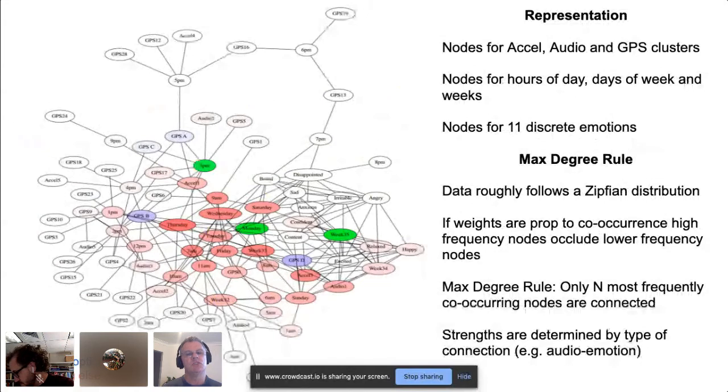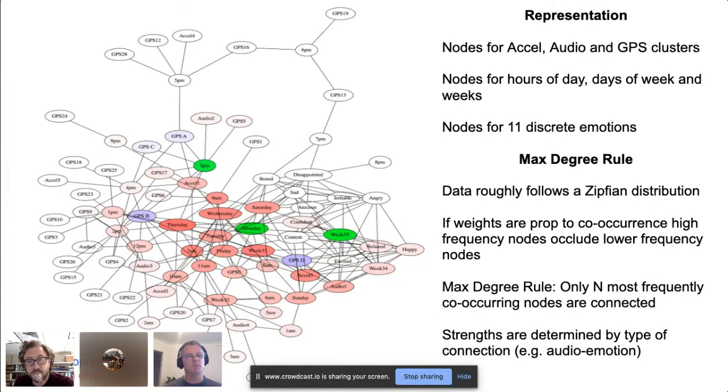Now, what we wanted to do is to be able to model this. And so we wanted to create a kind of memory network to capture this data. So for the representation, we created nodes for accelerometry, audio, and GPS clusters. Each of these were clustered within participants. We created nodes for the hours of the day, the days of the week, and the weeks, and then we created nodes for the 11 discrete emotions. And we connected those nodes using what we call the max degree rule.